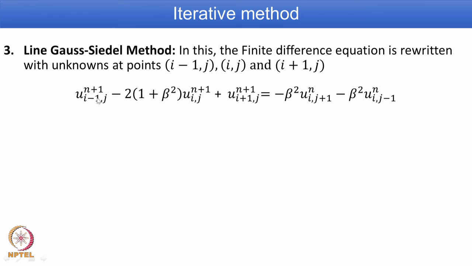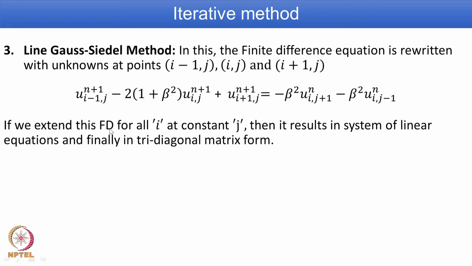Here this is along the line, because i minus 1 is on the left side, i, j is a point of interest and i plus 1 is on the right side. So, we identify nodes along that particular line and they all have to be inverted together, and that is the idea behind the line Gauss-Seidel method. If we extend this procedure for all i at a particular j, then it will result in a system of linear equations, and it will finally have a tridiagonal matrix form.